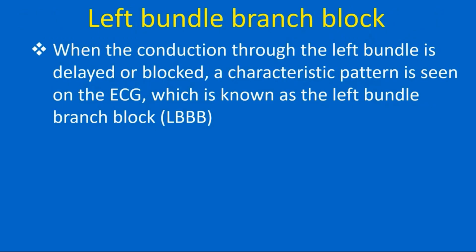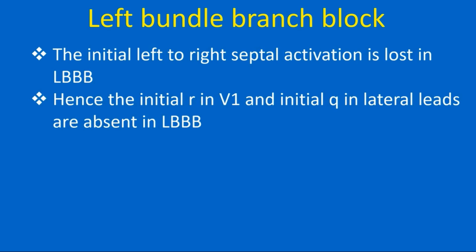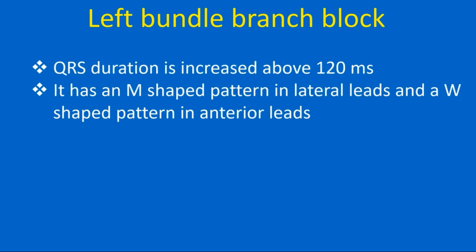When the conduction through the left bundle is delayed or blocked, a characteristic pattern is seen on the ECG, which is known as the left bundle branch block. Though LBBB is often associated with structural heart disease unlike RBBB, LBBB can also occur in isolation without any structural heart disease. The initial left to right septal activation is lost in LBBB. Hence, the initial R in V1 and the initial Q in lateral leads are absent in LBBB. QRS duration is increased above 120 milliseconds. It has an M-shaped pattern in lateral leads and a W-shaped pattern in anterior leads.